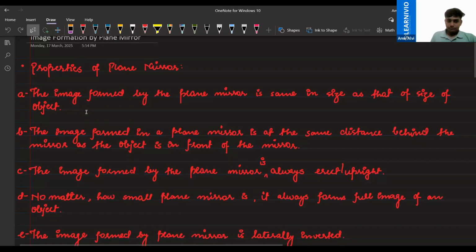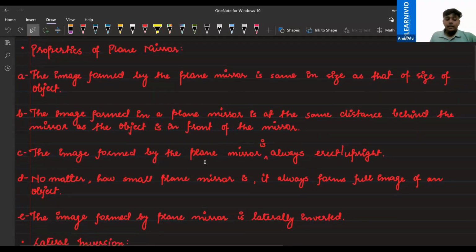The second property is that the image formed by the plane mirror is at the same distance. Suppose you are standing 1 meter away from the mirror. You will see that your image is also 1 meter away from the mirror, inside the mirror. Yes or no? Yes, sir. So the image distance and the object distance of the plane mirror are the same. Okay, sir, understood.